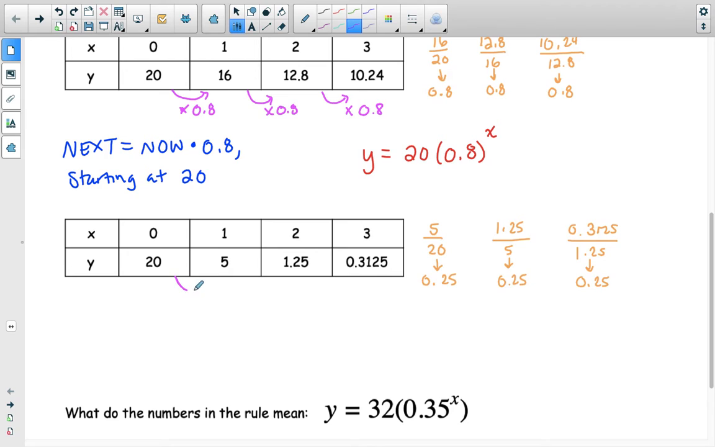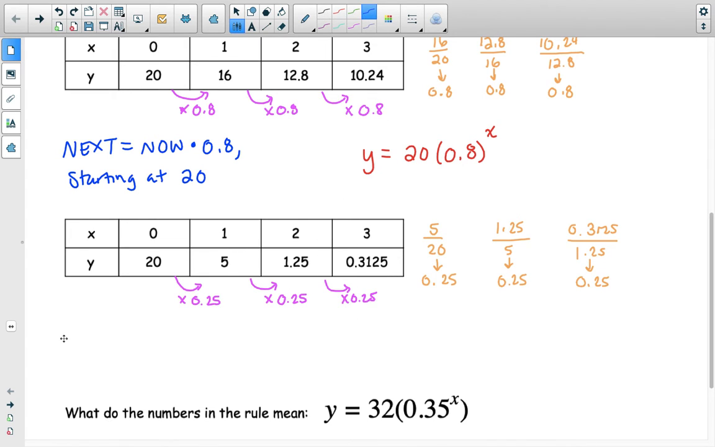So to get from 20 to 5, we would multiply by a quarter. To get from 5 to 1 and 25/100, we would multiply by a quarter. And for this last one, we would multiply by a quarter. So to get from 1 and 25/100 to 0.3125, we would multiply by a quarter.